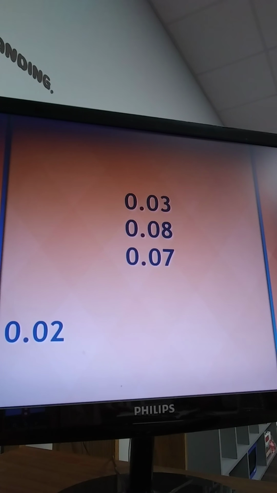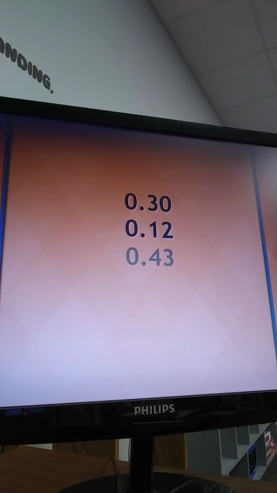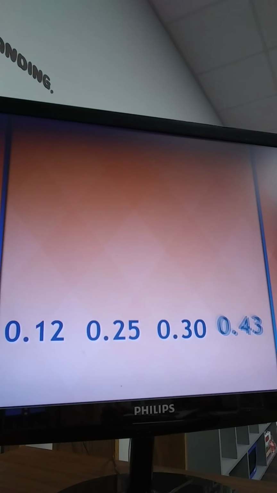Another example. Okay, again, thinking of them as 3 cents, 8 cents, 7 cents, and 2 cents. Okay, and putting these in order the same way. Which one is the smallest? Well, of course it's 12 cents. Very good, Sally.